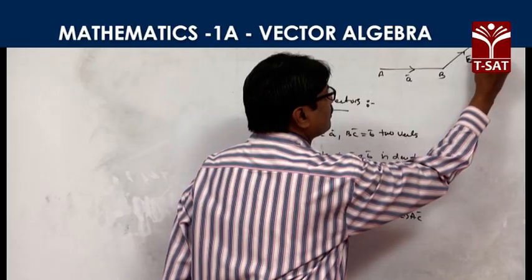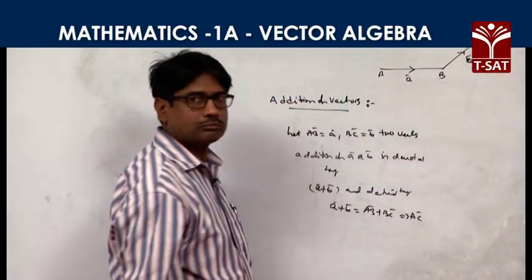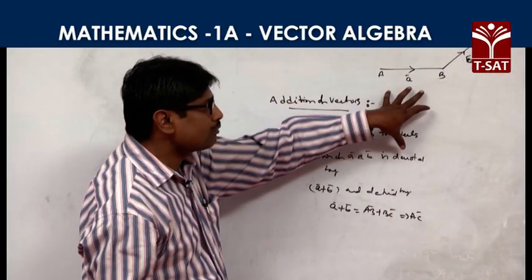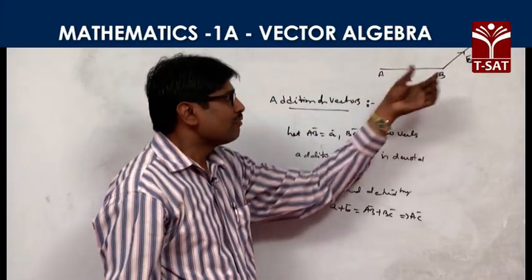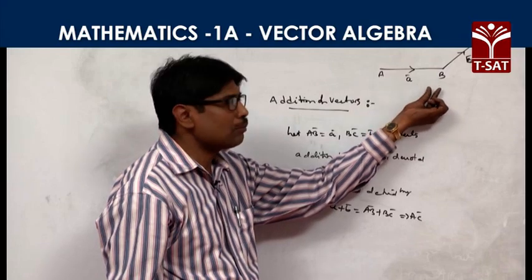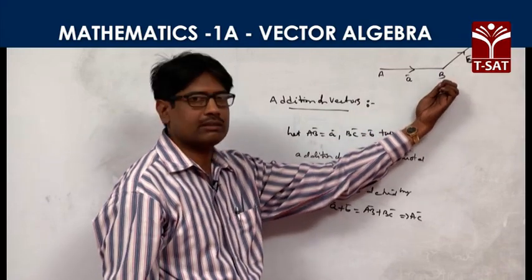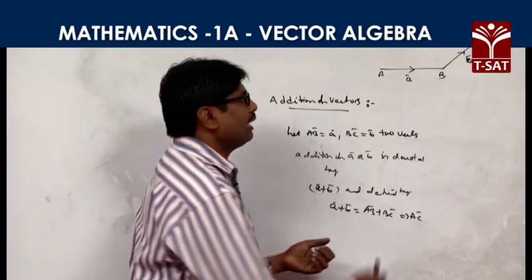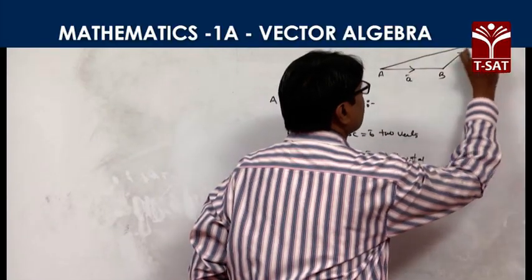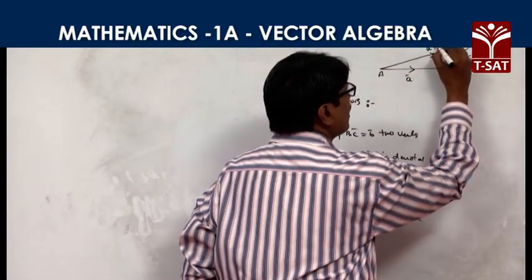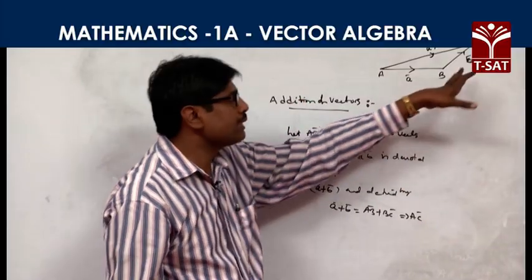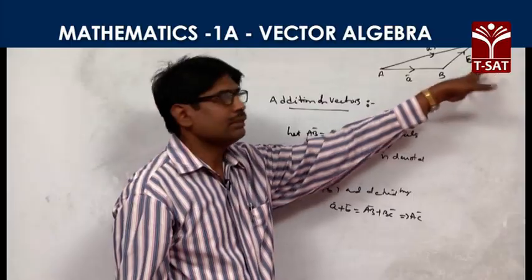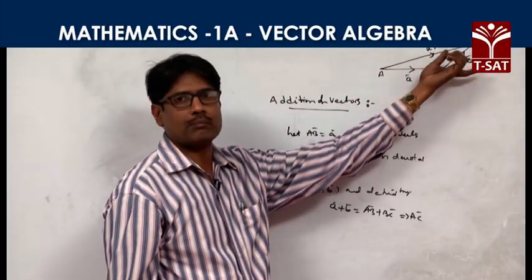Geometrically, let AB bar is equal to A bar and BC bar is equal to B bar, two vectors. The first vector's terminal point coincides with the second vector's initial point. Then the resultant vector is called the addition A bar plus B bar. AB bar is equal to A bar, BC bar is equal to B bar, then AC bar is equal to A bar plus B bar.